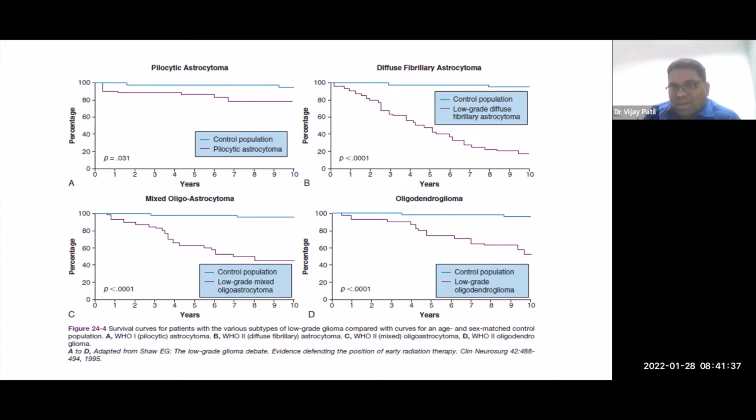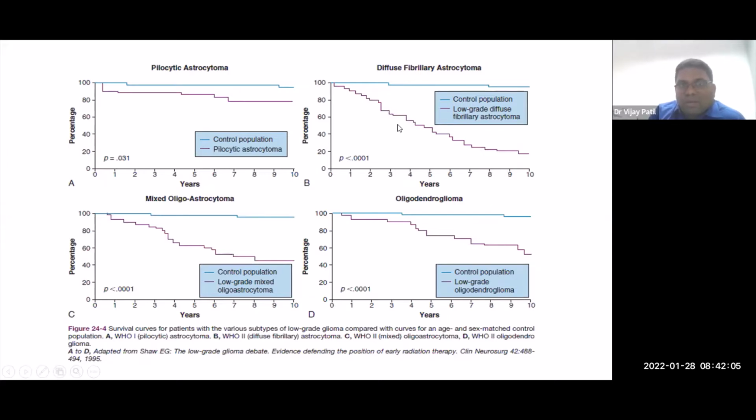Understand that when we look at this tumor, even if you say that they do well, look at it with respect to what happens in a control population. So the curve here, the blue curve, is actually for an age-matched general population. You could see that astrocytoma, though overall we say it's a good tumor, does quite poorly with respect to patients of the same age who don't have an astrocytoma, whichever type it is.